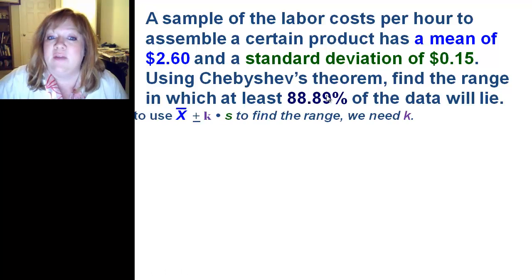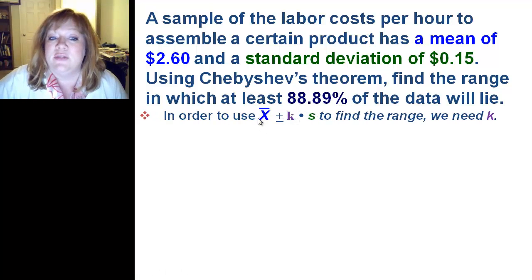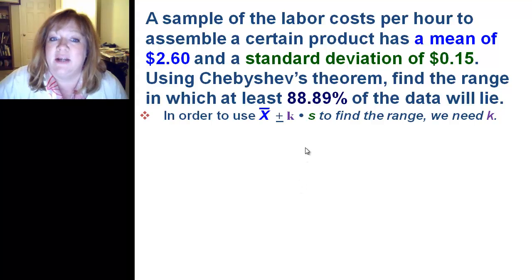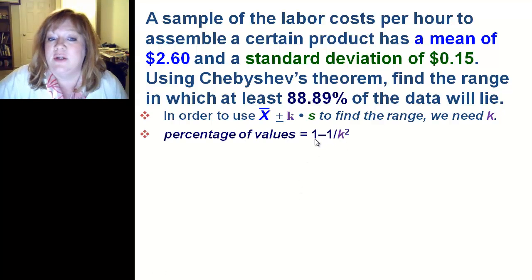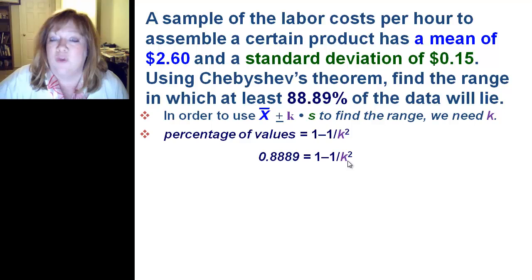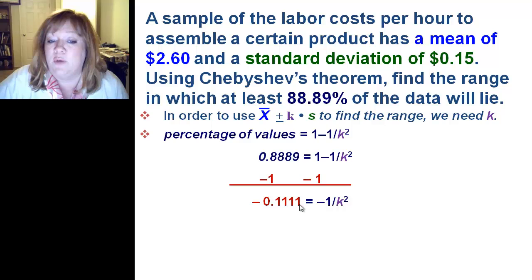Well, if you notice, you have a percentage here. So in order to use this x plus or minus k times s, we've got to find k, and we are given the percentage. So Chebyshev's has already been applied. So we're going to use Chebyshev's 1 minus 1 over k squared and set that equal to our percentage of values. So you'd end up with 0.8889 equals 1 minus 1 over k squared. So if we subtract 1 from both sides, this is 0.8889 minus 1, we're going to get a negative over here. Negative 0.1111 equals negative 1 over k squared.